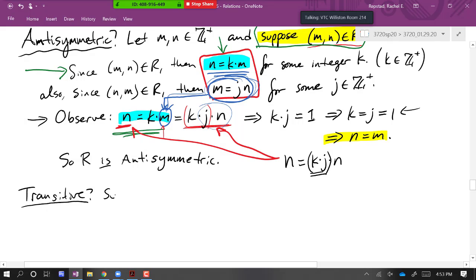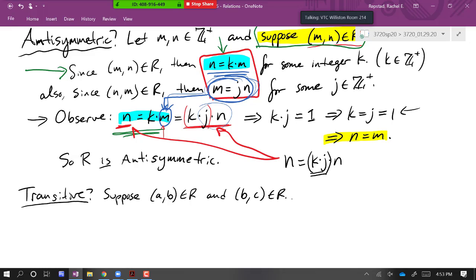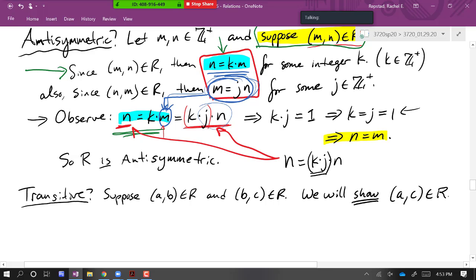So let's suppose that A is related to B and that B is related to C. We're going to show, if these two pairs of elements are in the relation, that A is related to C. Okay. The only thing we have to go on is how the relation is defined.